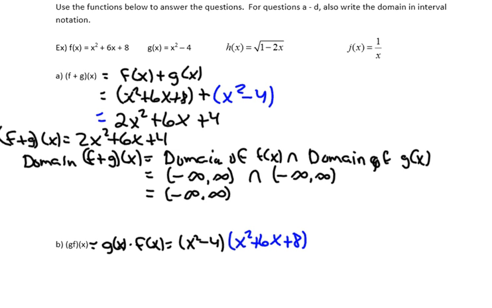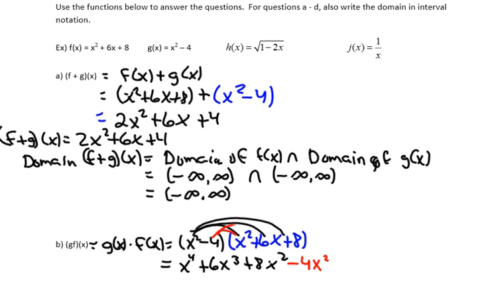So the rest of this problem, we're really just multiplying. So I'm going to distribute the x squared to that trinomial. So that's x to the 4th plus 6x cubed plus 8x squared. Now I will use a different color so that you can see. I'm going to do the same thing with negative 4. Negative 4x squared minus 24x and minus 32.